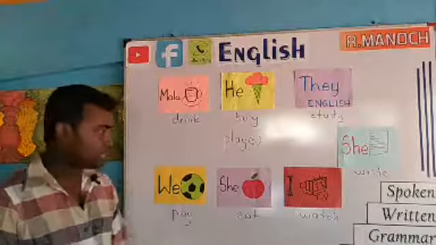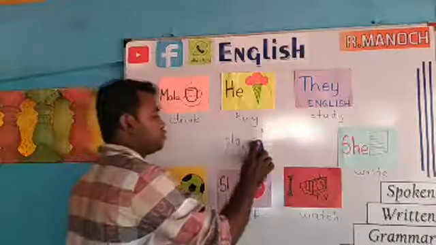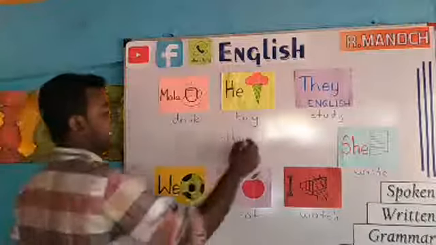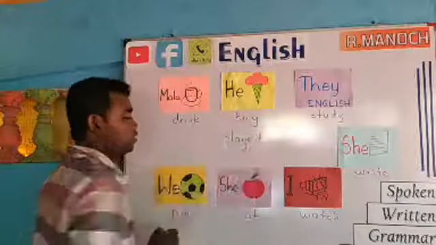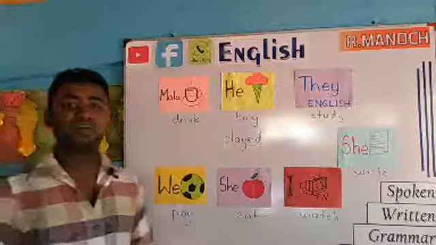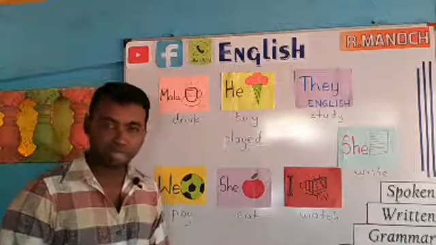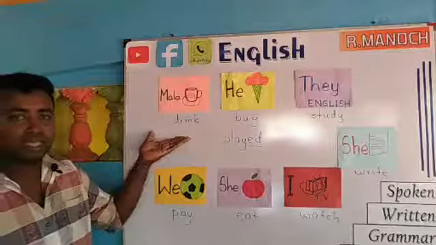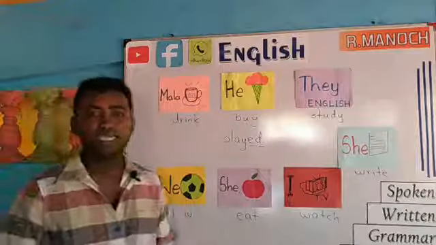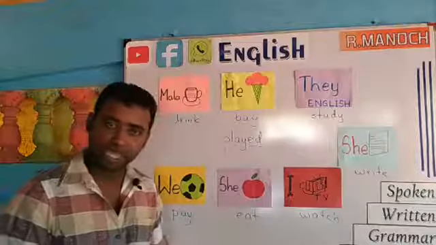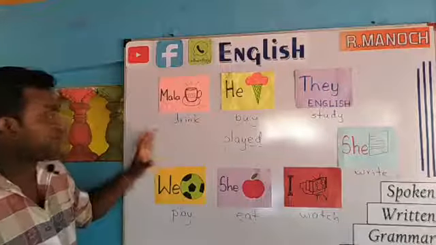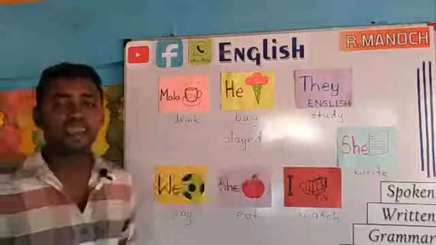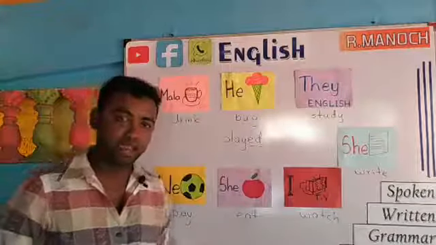Okay. Now let me move on to past form. So if it is past form, we add ed. So we use the past form of the verb. Okay. So I would say Mala, the past of drink will be drank. Okay. So Mala drank coffee. He bought an ice cream.